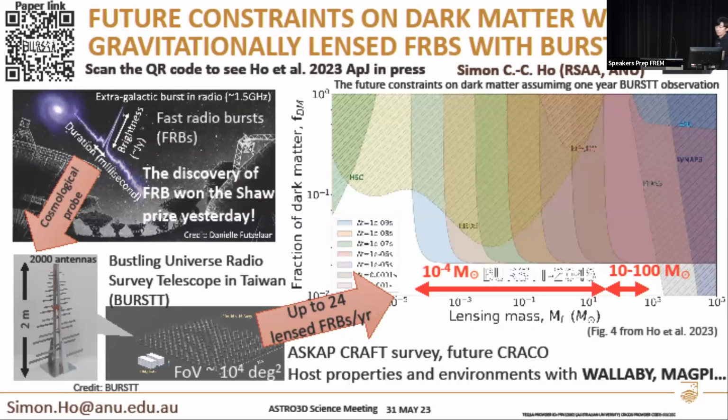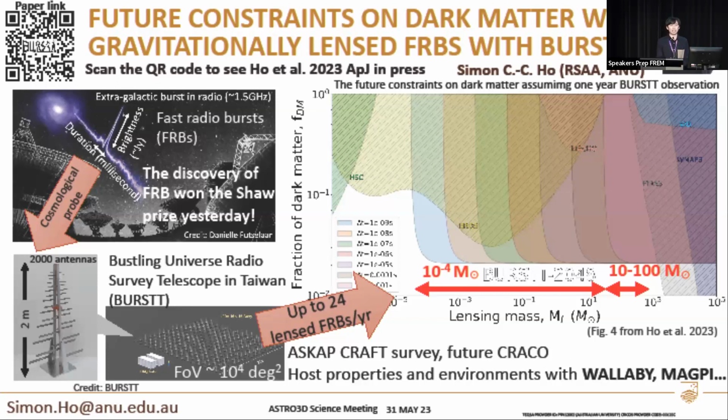Hi, I'm Simon Ho from ANU. So my paper on FRBs was recently accepted by ApJ. Fast radio bursts, aka FRBs, are like random Wi-Fi signals from the deep universe, but they are also excellent cosmological probes. So in this paper, we estimate the number of bursts for a future Taiwanese telescope, which is the Christmas tree down there. We can detect about 24 lensed FRBs in the future per year.